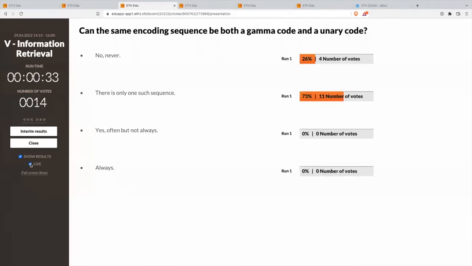Right, let's look at the answers. There is only one such sequence. Which is it? What is that sequence? I'll come to you, also giving some time on Zoom. Okay, go ahead, tell us. Zero, exactly, that's it. It's the encoding of zero in the unary encoding, and it's the encoding of one in the gamma encoding. And you can prove mathematically that there's nothing else, because you would have plenty of ones followed by a zero, and in the gamma code, that cannot happen in general because there's a zero in the middle.